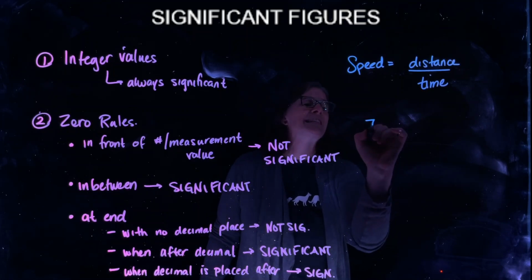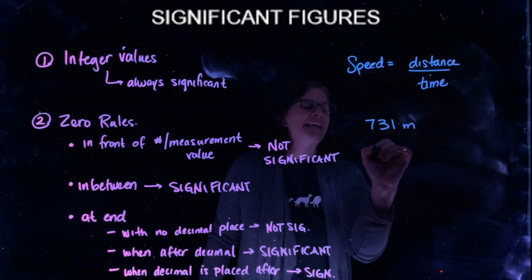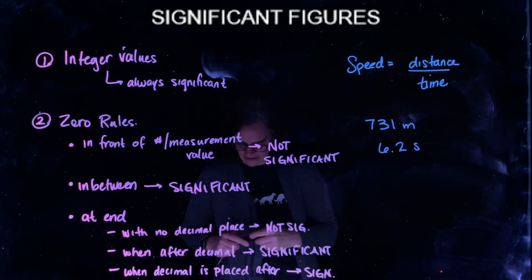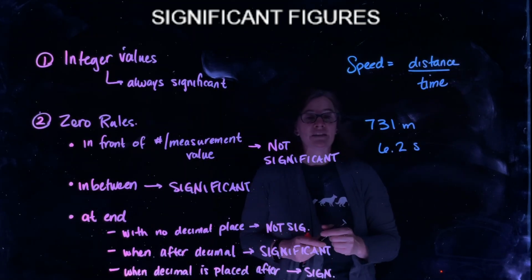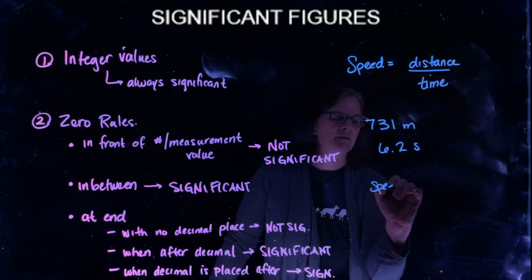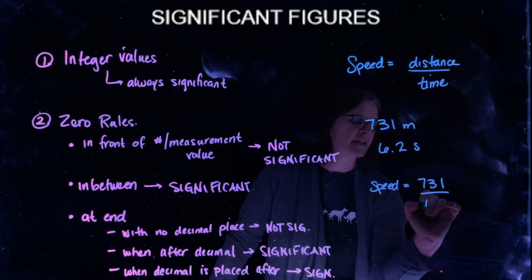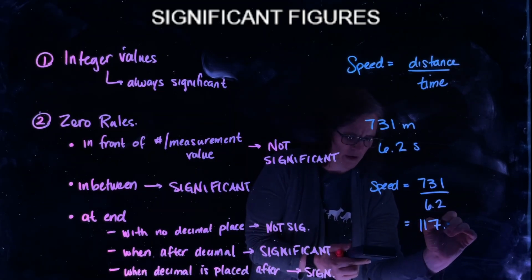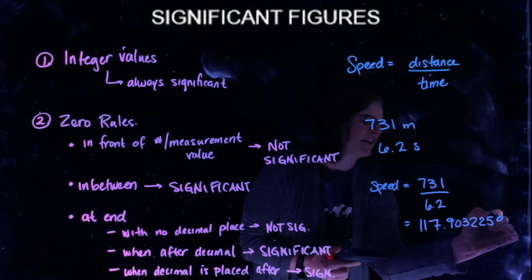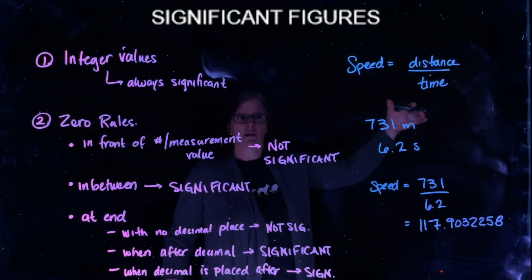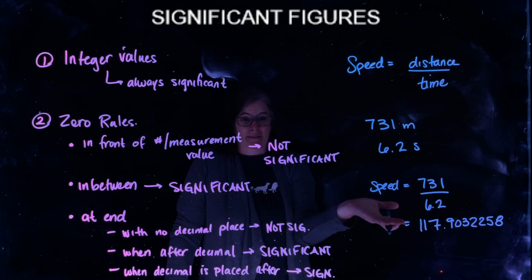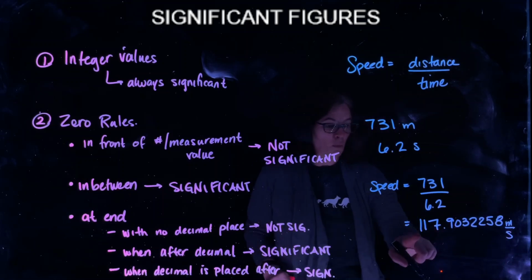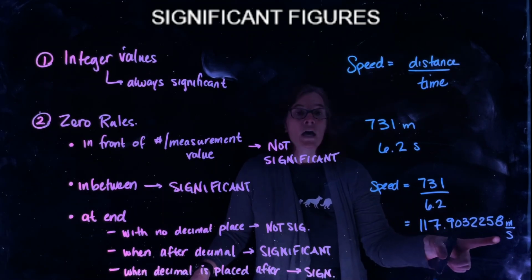Let's say that the object moved 731 meters in 6.2 seconds. That's a very fast moving object, right? 731 meters in 6.2 seconds. Now, if I'm going to determine the speed of that object, I would simply take the speed is equal to 731 divided by 6.2. And when I put that into my calculator, I get a number 117.9032258. How many times have we done math and the calculator gives us all these digits? Well, yeah, because the math is that number. But does that mean something physically? Do I really know that the speed of this object is 117.9032258? That level of information?